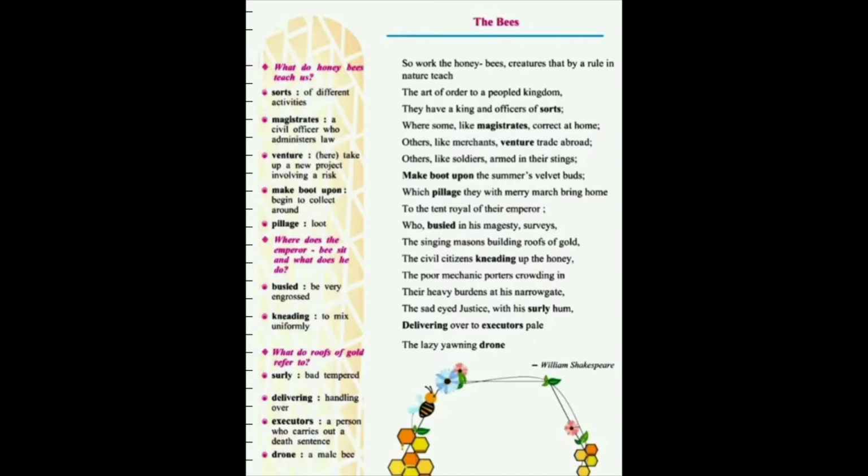So just as we have a king and then we have people under him who look after various objects or various responsibilities, in the same way the bees too have their own court in which there are many officers and there is a king, where some like magistrates correct at home, okay. So he is saying that out of which there are magistrates.